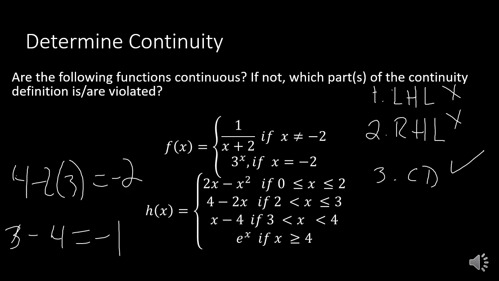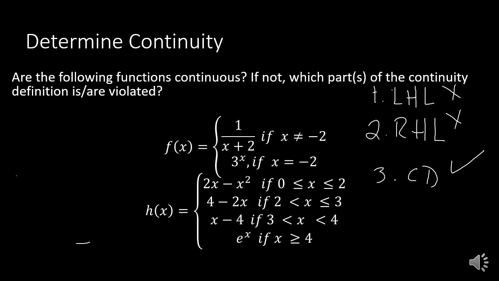And lastly, we see 4 in multiple places. So we plug that into the third and the fourth equation, x minus 4 and e to the x. And clearly we can see that those two numbers are also different, so it's discontinuous. Which conditions are actually violated then? Well, plugging in 2, we get a continuous part of the graph, so none are violated for x equals 2.